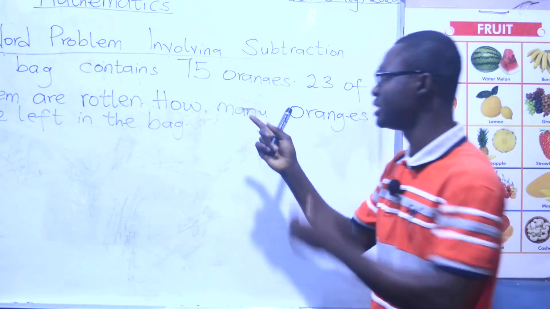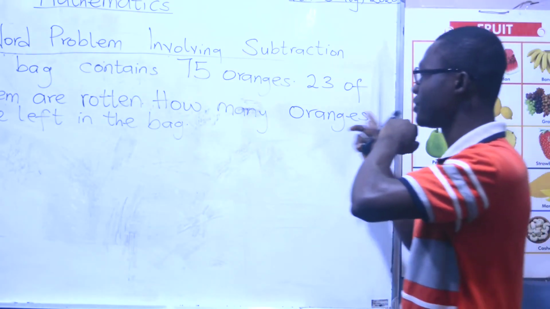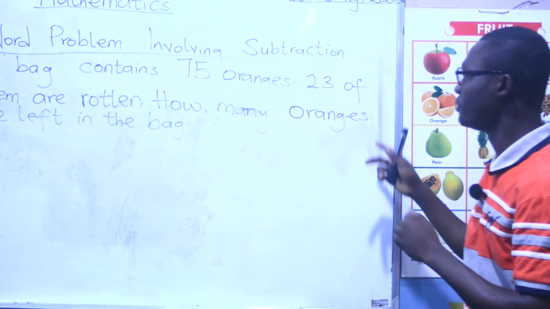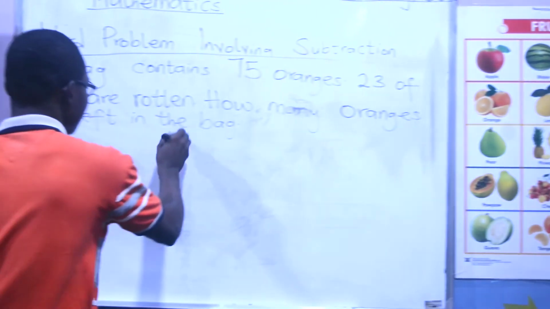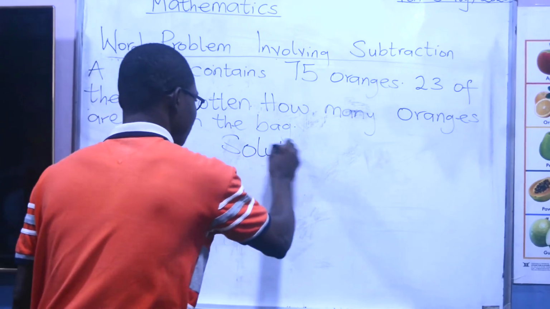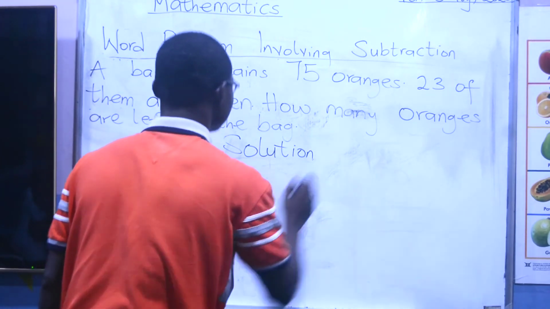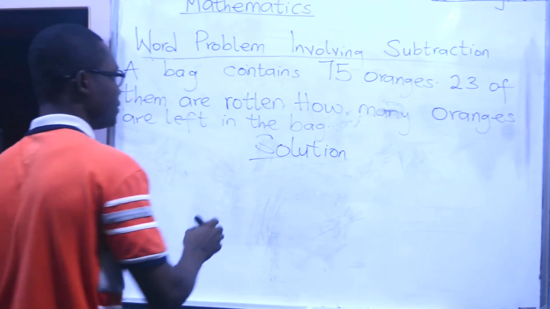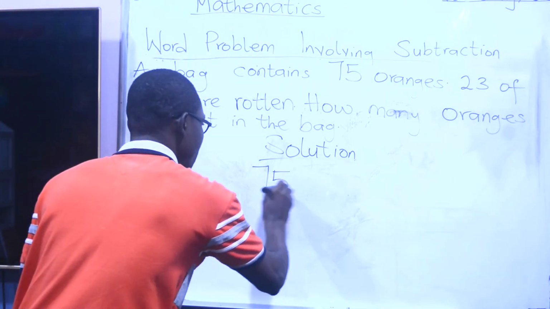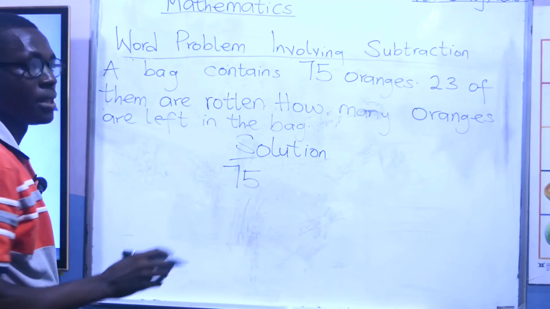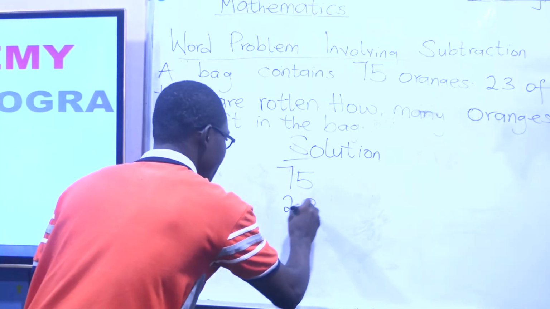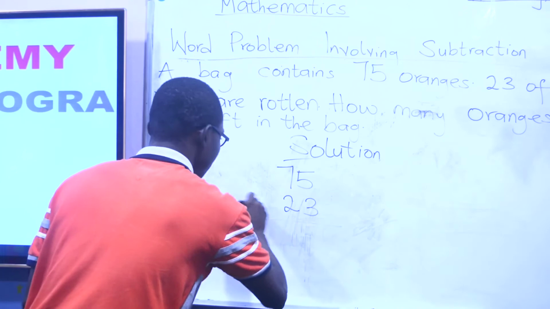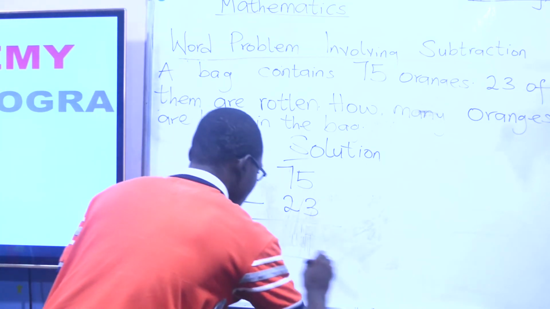So a bag contains 75 oranges. 23 of them are rotten. How many oranges are left in the bag? So first you take our solution here. So here we have 75. So your 75 will be here. That is the biggest number. And then we have our 23. Our 23 will be here. You bring your subtraction symbol.